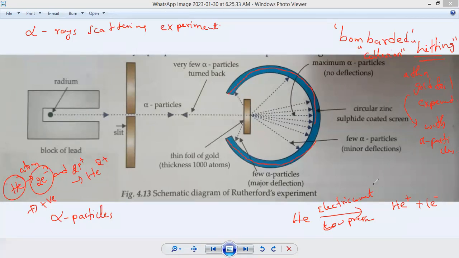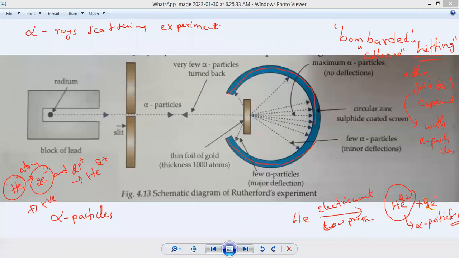Now, in the same way, if I remove 2 electrons from it, all of you observe, then it will turn into He2+. So this He2+ is called what particle, guys? All of you. It is called an alpha particle. Understand? Yes, sir. So a positive He2+, that is what we call alpha particles.